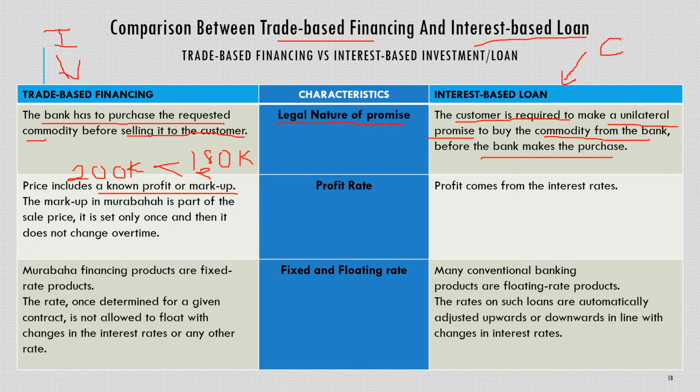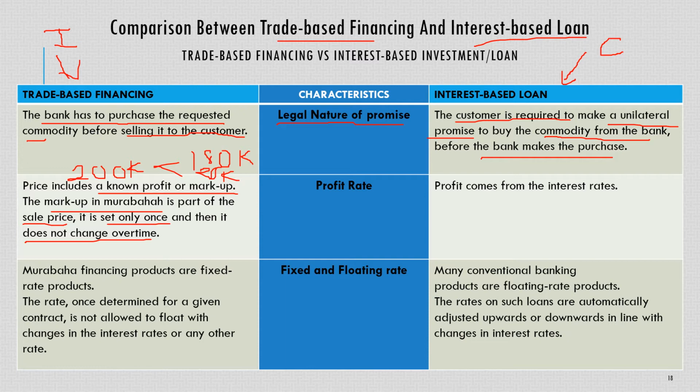Tapi dia markup as 20k, dia markup lagi 20,000. So, the markup in murabahah is part of the sale price. It is set only once and then does not change over time. Maksud dia, 20k ni dia akan stick je dengan orang lain pun dia dijual rumah tu dengan harga yang sama. 200k include 20k ni as a markup ataupun is known as profit untuk bank tu. Jadi, the price should be 200k for every transaction yang dia buat between customer dengan bankers tu.